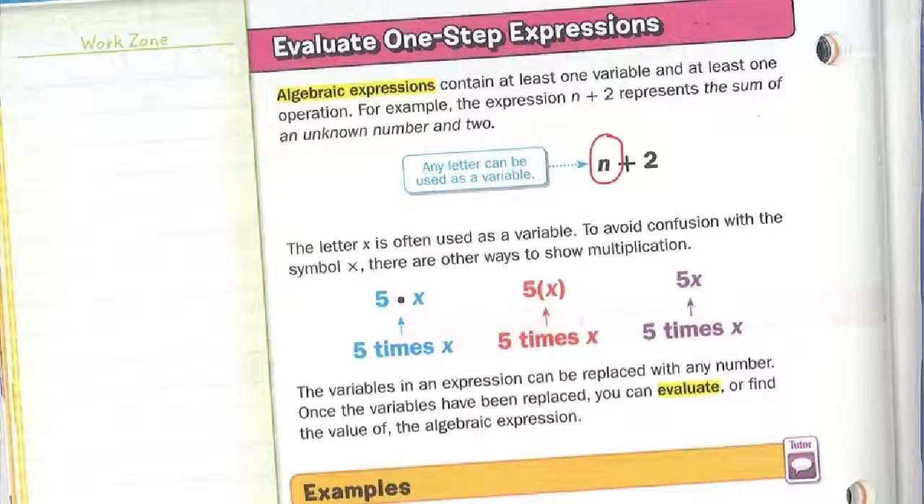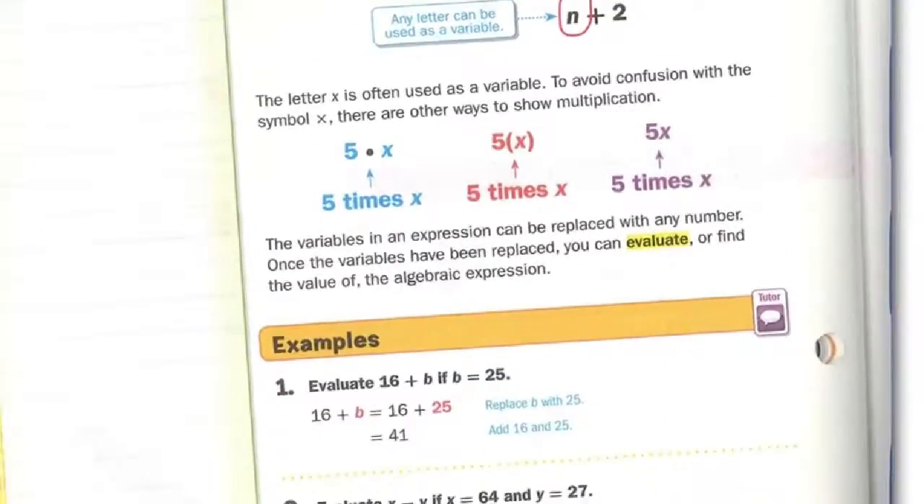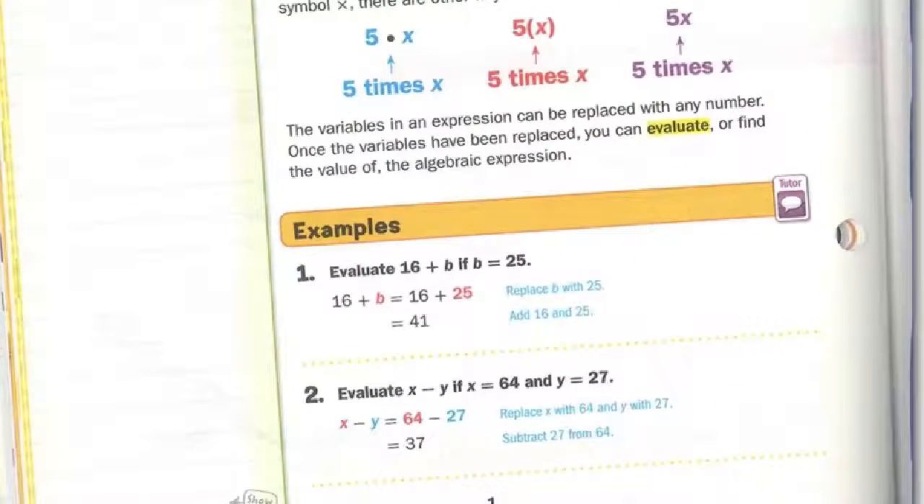A couple things that you need to be familiar with here is that the letter x is often used as a variable, and to avoid confusion with x, there's other ways to show multiplication. I want you all to be very familiar with this. The dot, again, these are things we've talked about this year, so hopefully this is review. If we have the dot, that means to multiply. If you have 5 and then the x in parentheses, or whatever variable in parentheses, that also means to multiply.